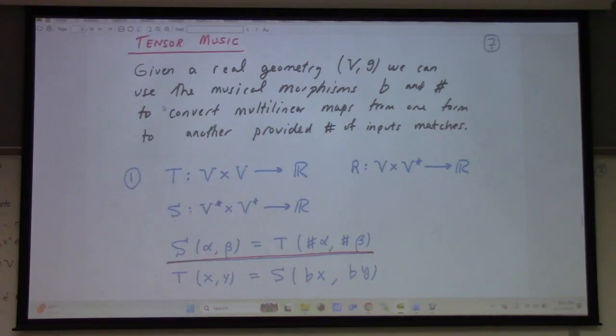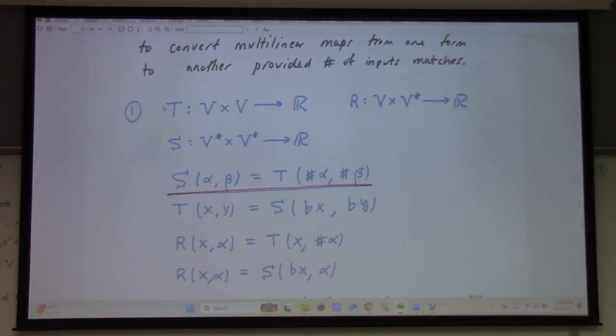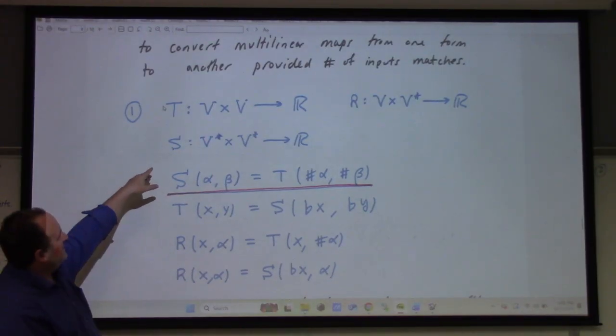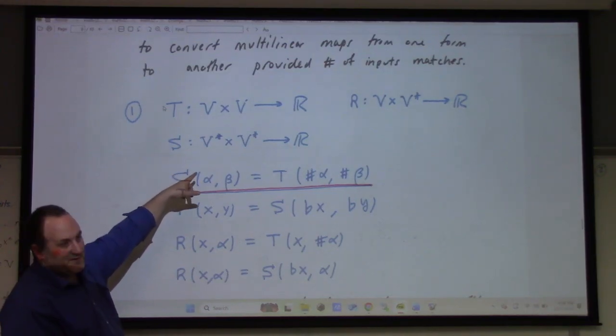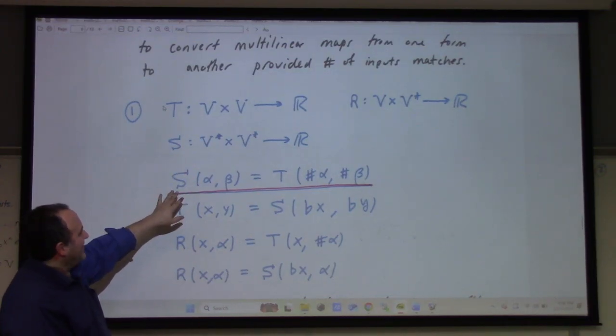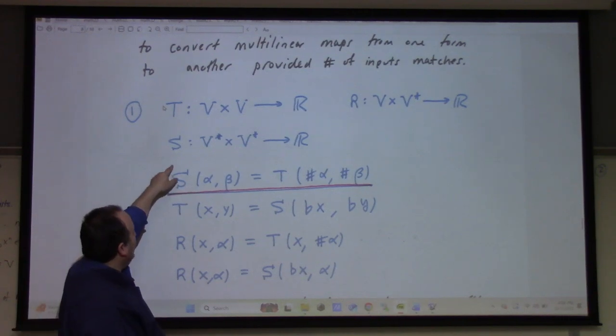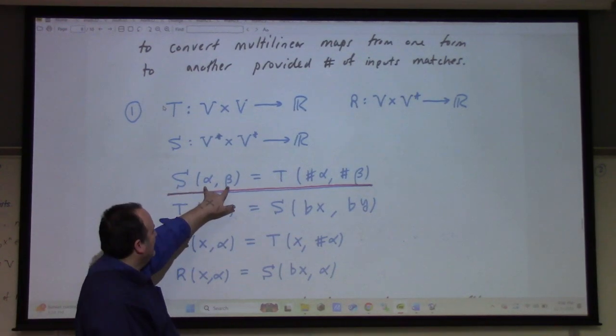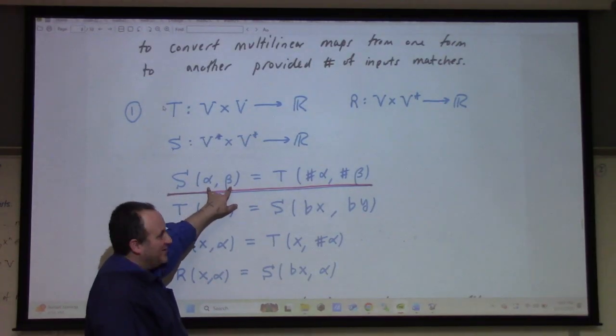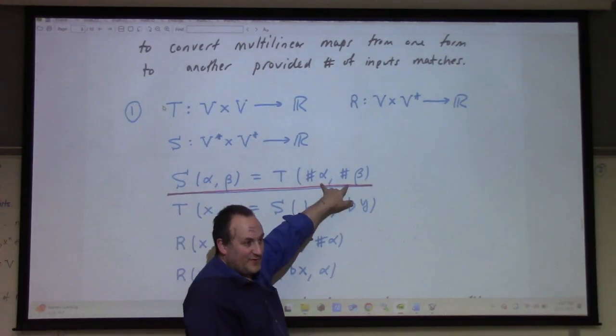You can use these things together to get from one kind of multilinear map to another. Like, if T is multilinear on V to V and S is multilinear on V dual to V dual, I can make S from T if I use the sharp maps. See, I can take these dual vector inputs and turn them into vector inputs. And those I can feed to T.